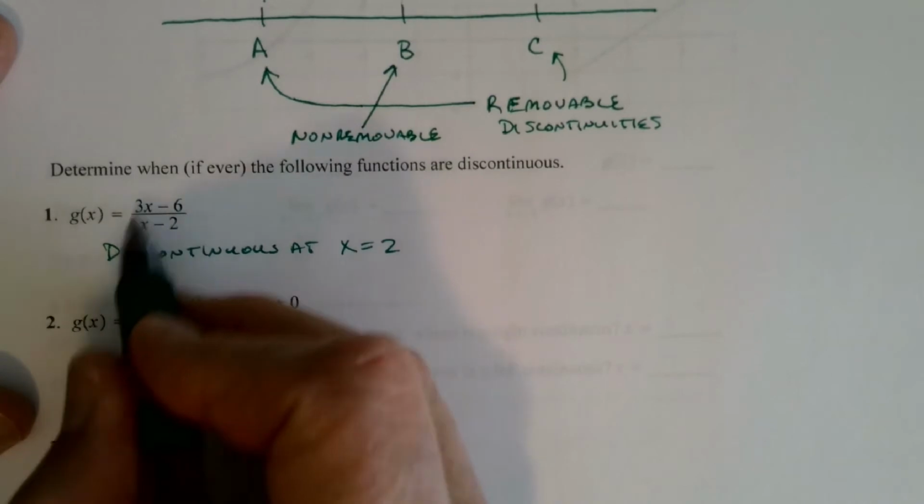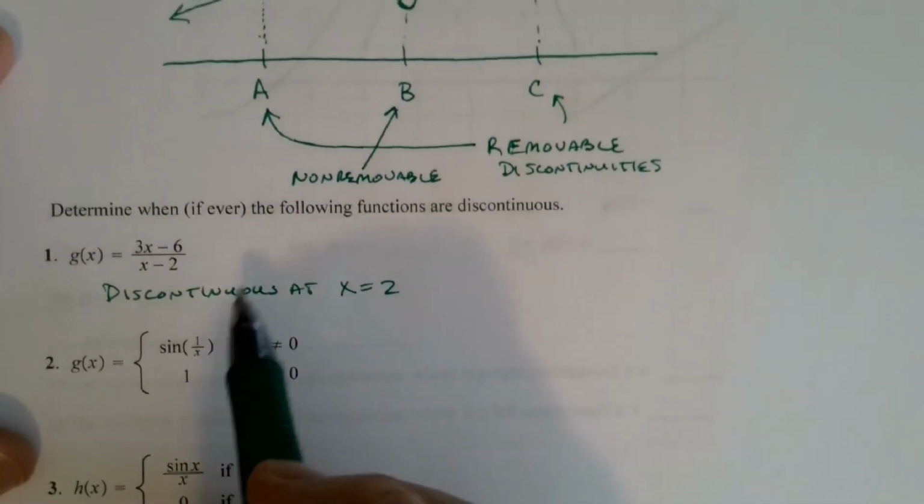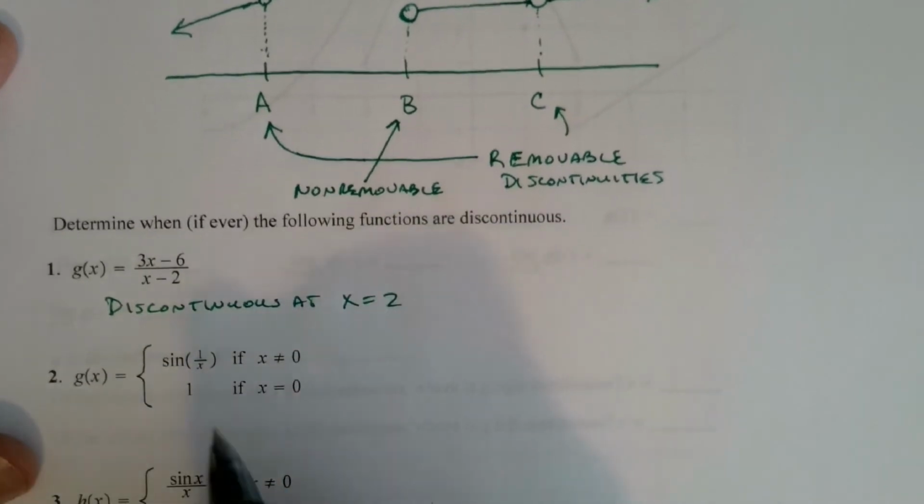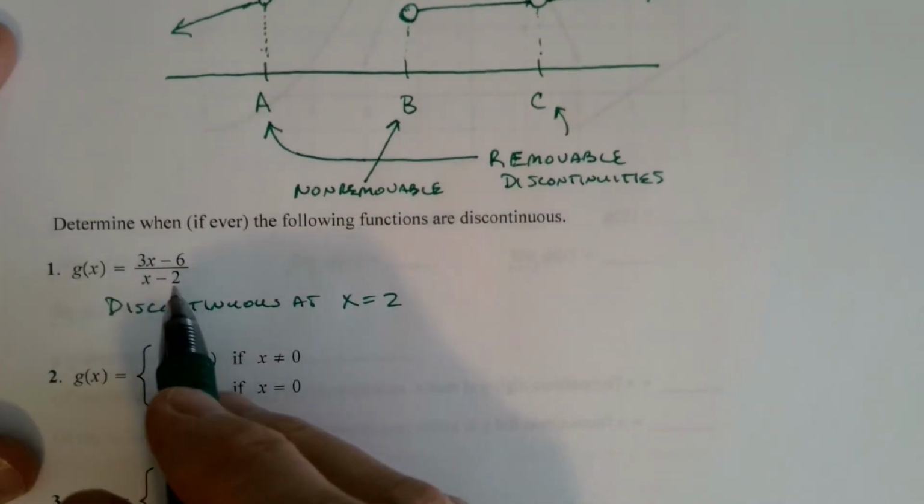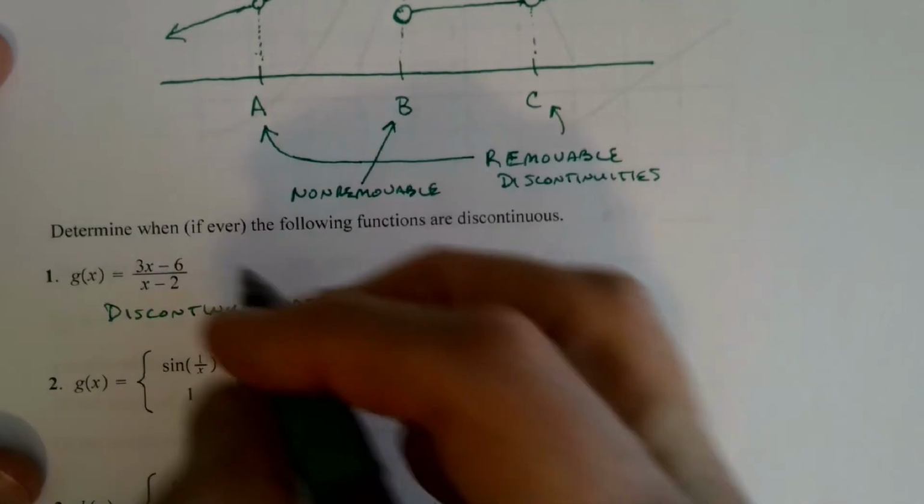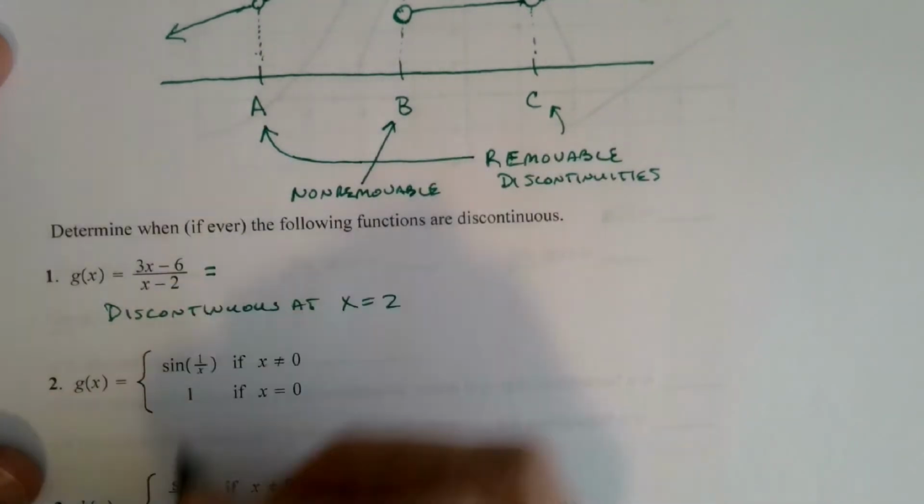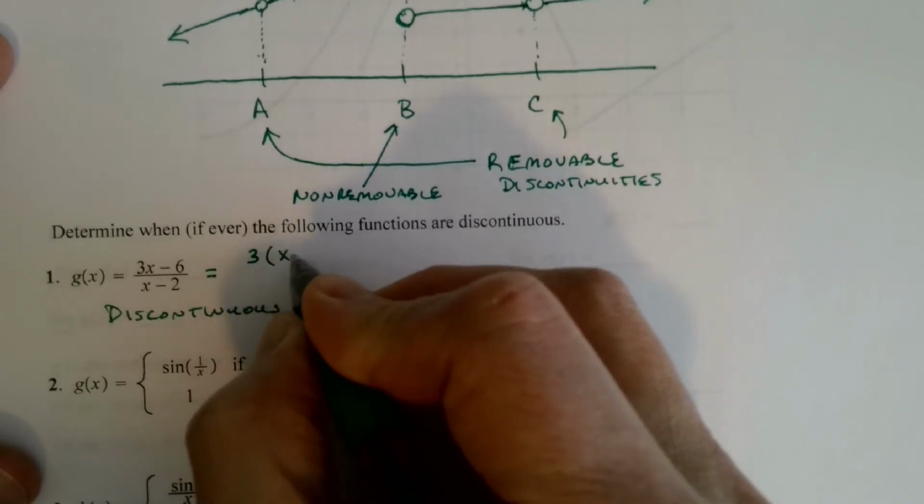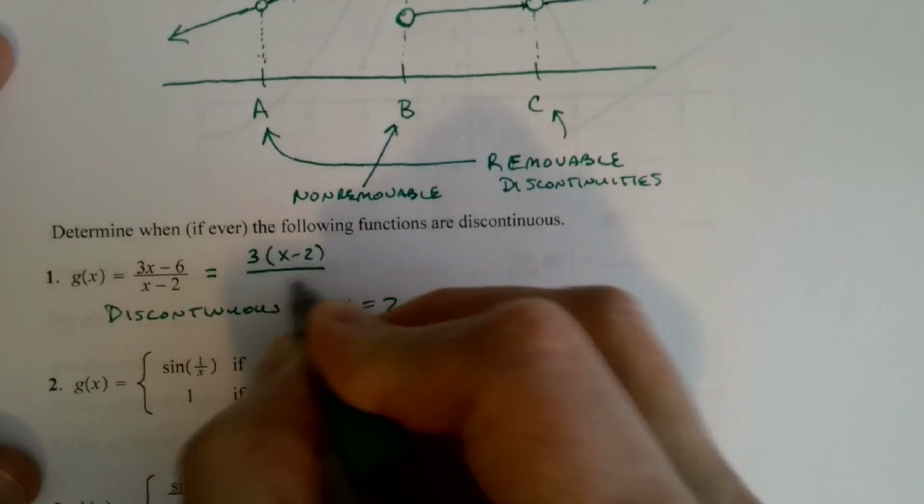What's the graph of this function look like then? Do we have a removable or non-removable discontinuity? What do we have? We certainly do not have a point at x equal 2 anywhere on the graph. Well, it helps to simplify. Notice up top, I can factor out a 3 from the numerator, leaving me x minus 2. And what do you realize here?